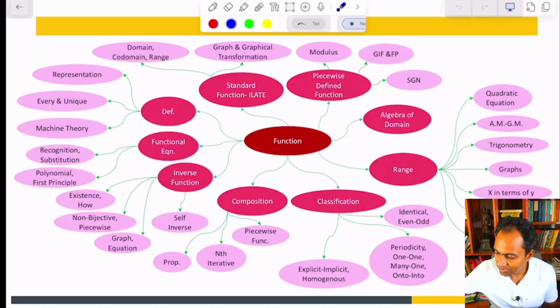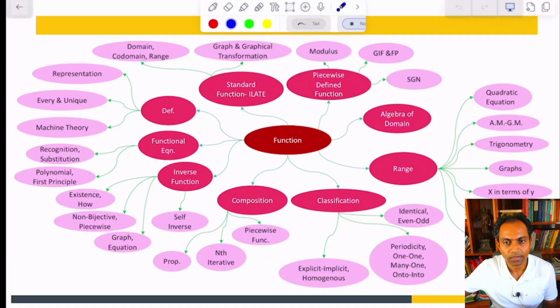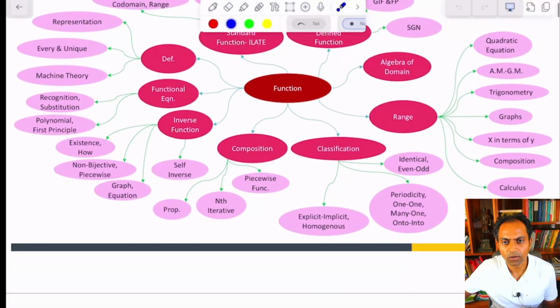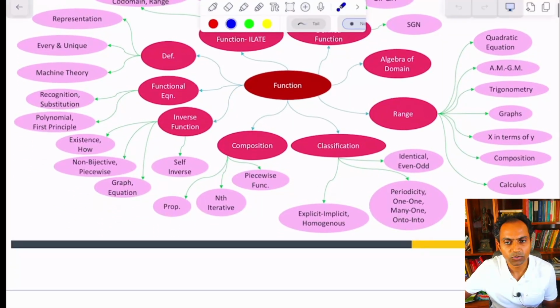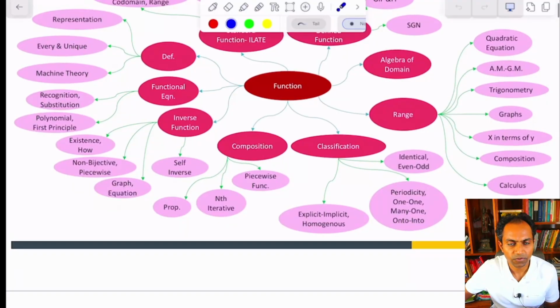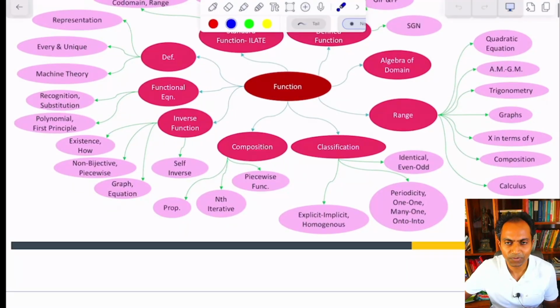Then there is the algebra of domain. Then there is range. You can see that in range we are going to largely learn these 7 techniques to solve problems. Then there is classification of functions into different forms. There is composition, inverse and functional equations. All of these topics are especially important. I will take them one by one.